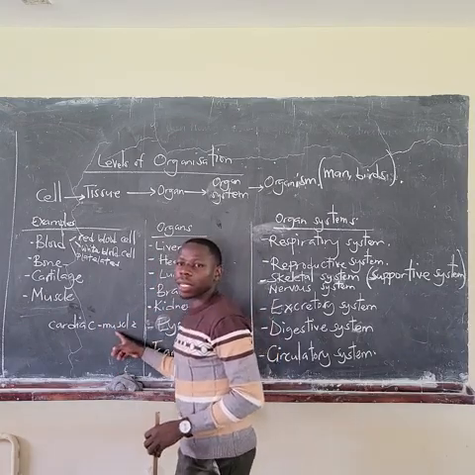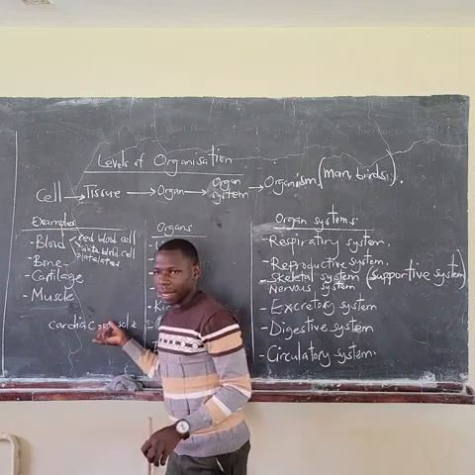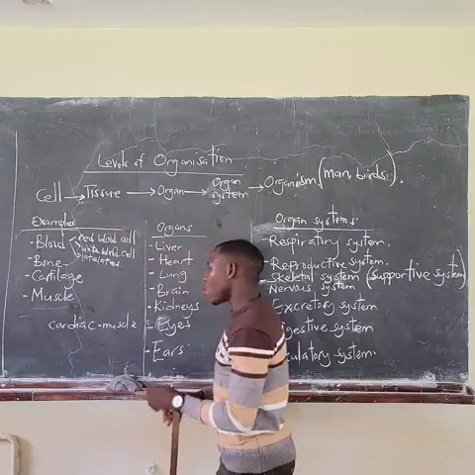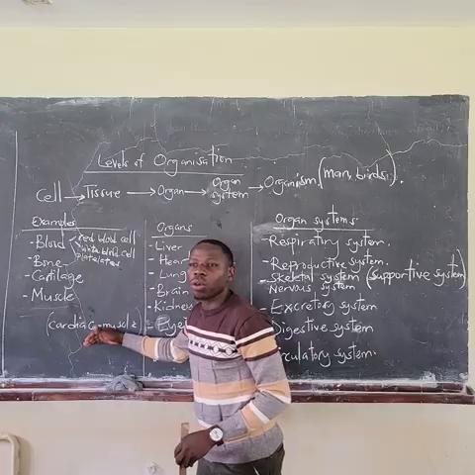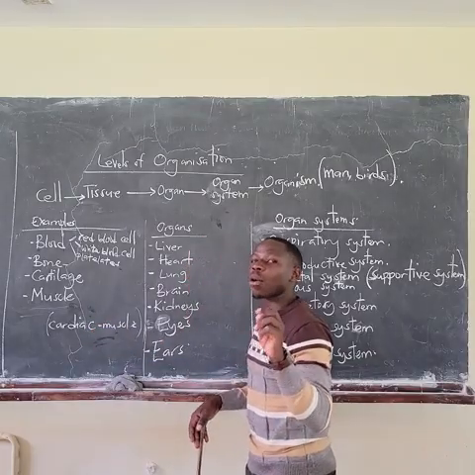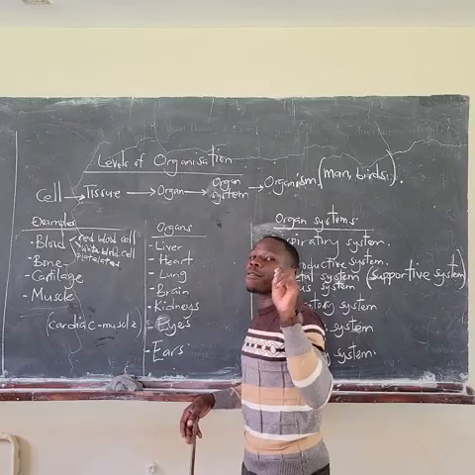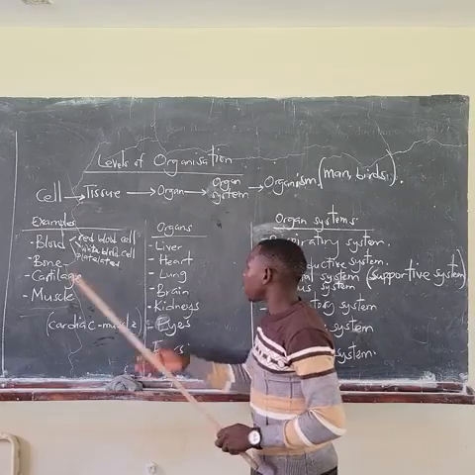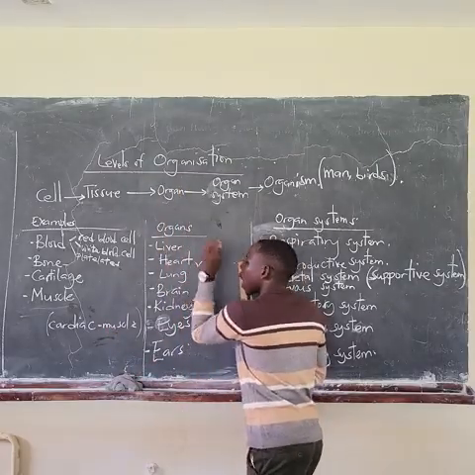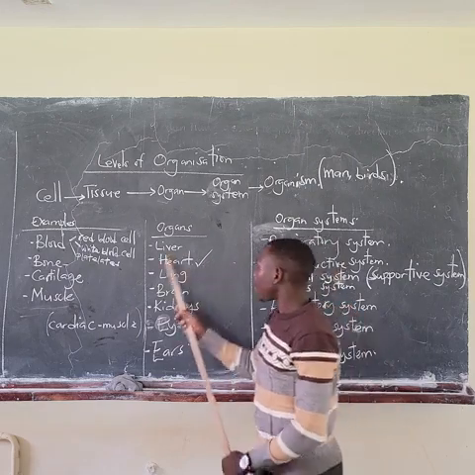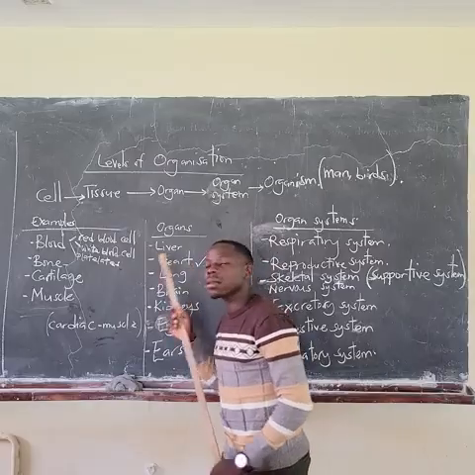So cardiac muscle is made up of cells. These cells form a tissue we are calling the cardiac muscle, and we are going to see that once this tissue is formed, these tissues also come together and form what we are calling an organ. If you remember from your primary, we said the heart is made up of cardiac muscles. So these muscles form what we are calling an organ, and the organ is the heart. So cardiac muscles, which are tissues, combine to form an organ, and the organ is the heart.